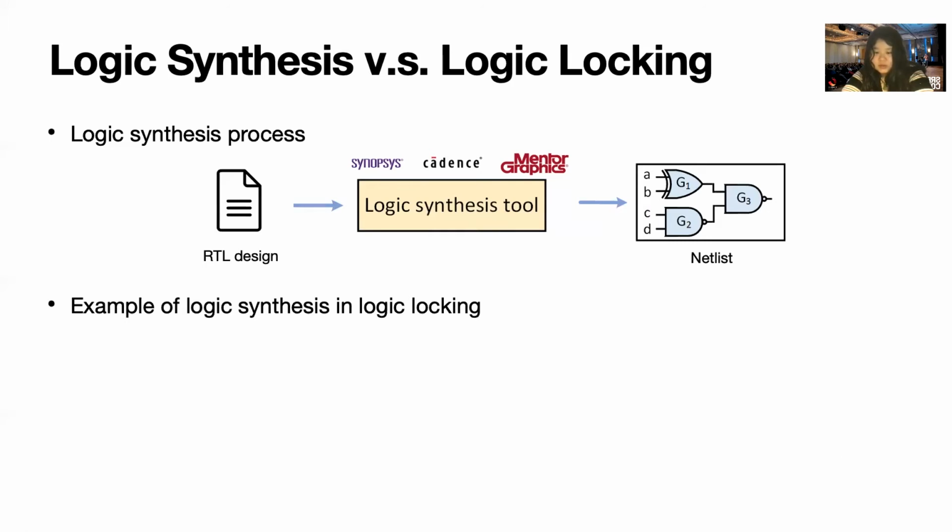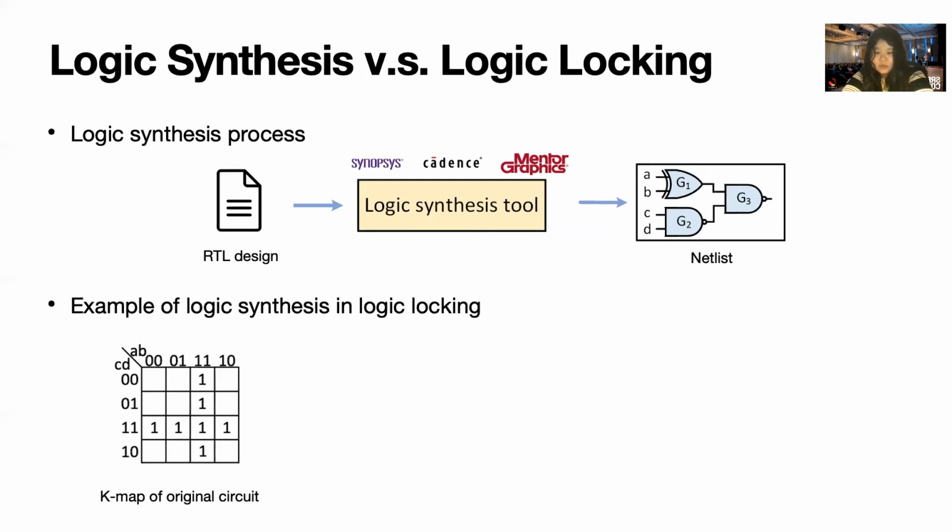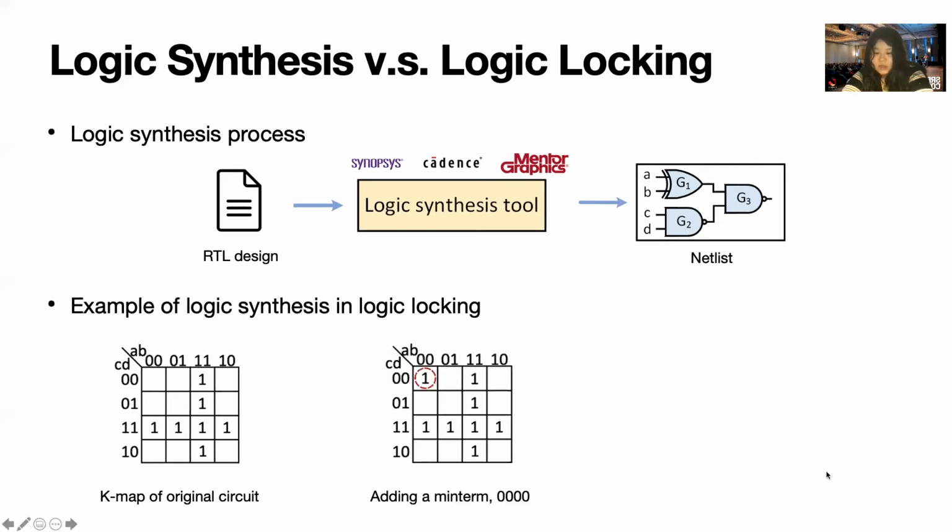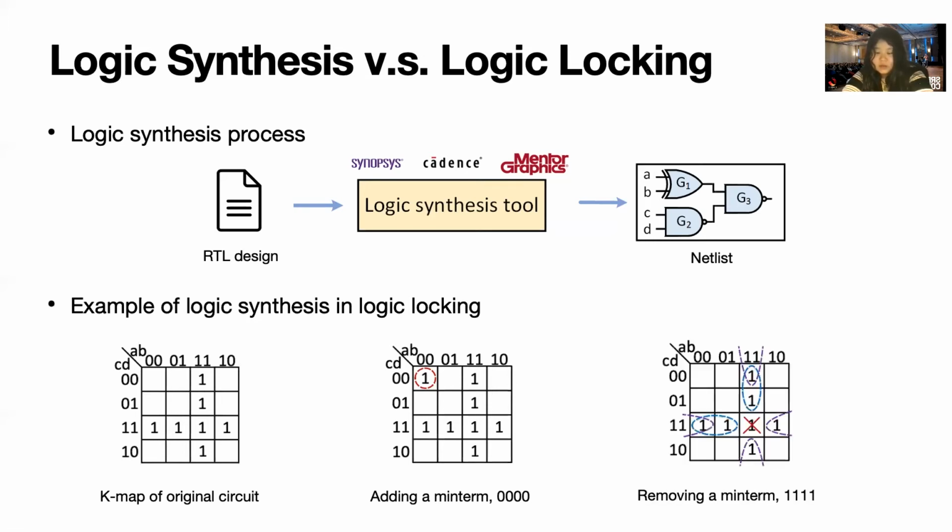Here is an example to show how logic synthesis manifests in logic locking. The first figure is the K-map of the original circuit. If we implement CAC techniques and add the min term 0000 as the PIP, the K-map of the corrupted circuit is represented in this figure. Similarly, if we choose the min term 1111 as the PIP and remove it from the original circuit, the K-map of the corrupted circuit is represented in this figure.